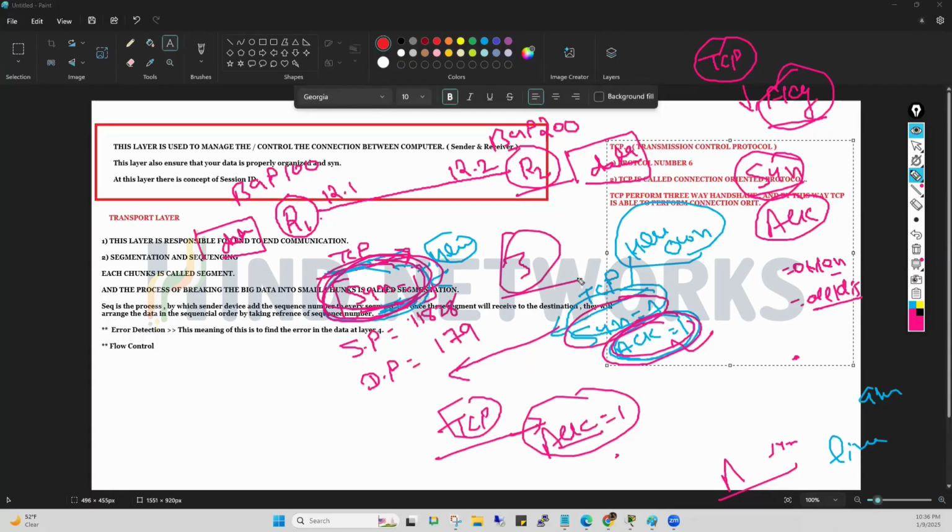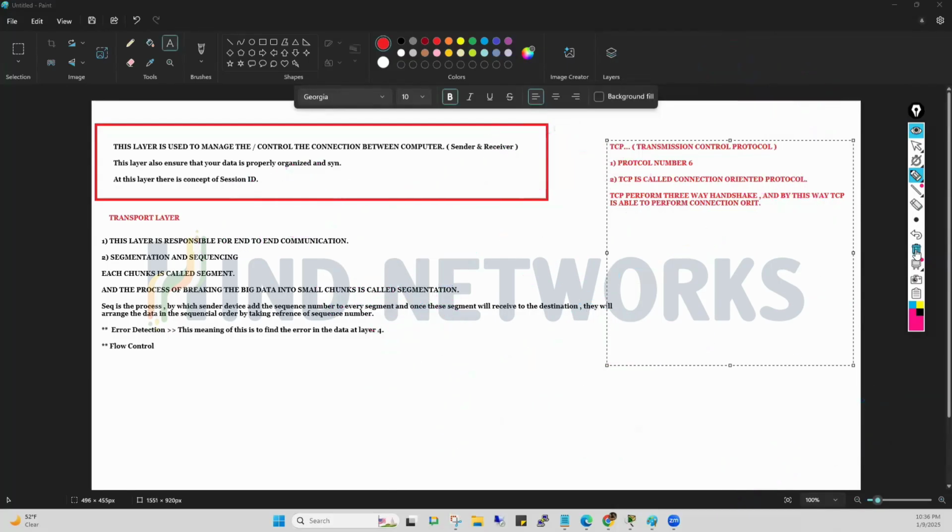Total 3, right? And in this way, R1 and R2 establish a connection with each other. That process is called the three-way handshake. I hope that is clear to everyone. Clear, guys? Everyone? Yes or no? Is this clear? Everyone, tell me. Yes, exactly.